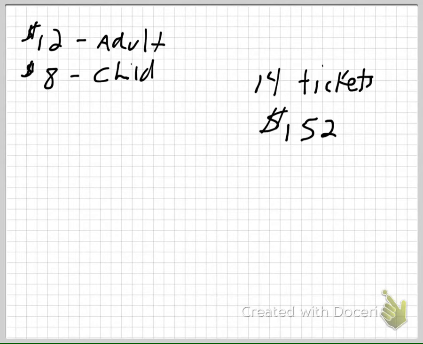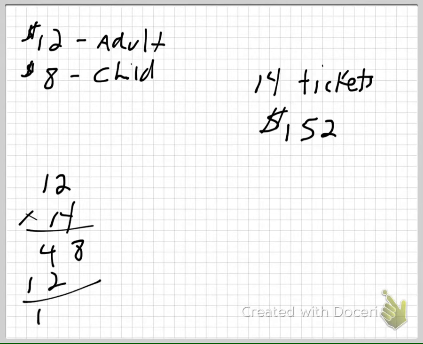One way of doing this, there is an actual formula you could use. We're not going to do that right now. We're going to do this by trying it, testing it, and then revising it. What would be a good starting point? Let's say all 14 tickets I sold were adults. Then you'd go $12 times 14. What is 12 times 14? 168. Do I have $168? No. It means that I didn't sell all adult tickets. I sold at least some child tickets.